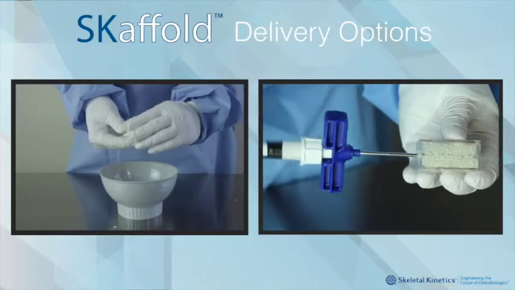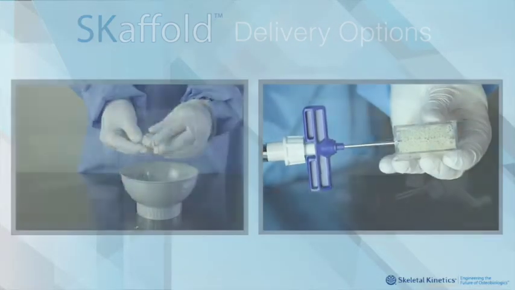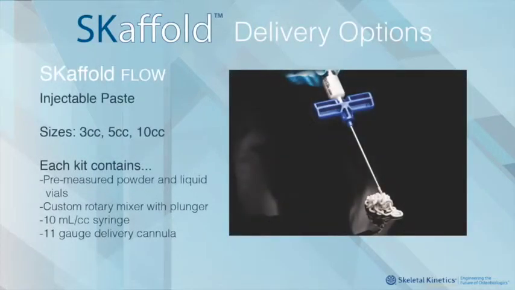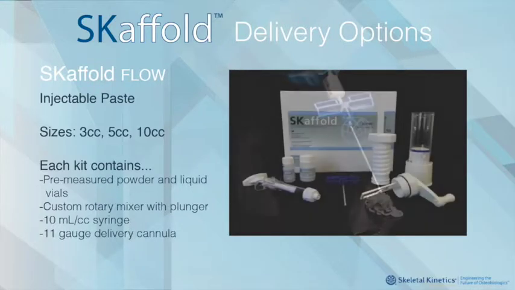First, SKaffold comes in two delivery options. The first and most commonly used version of SKaffold is SKaffold Flow, an injectable paste. It comes in 3cc, 5cc, and 10cc sizes. Each kit contains pre-measured powder and liquid vials, a custom rotary mixer with plunger, a 10 milliliter syringe, and an 11 gauge delivery cannula.